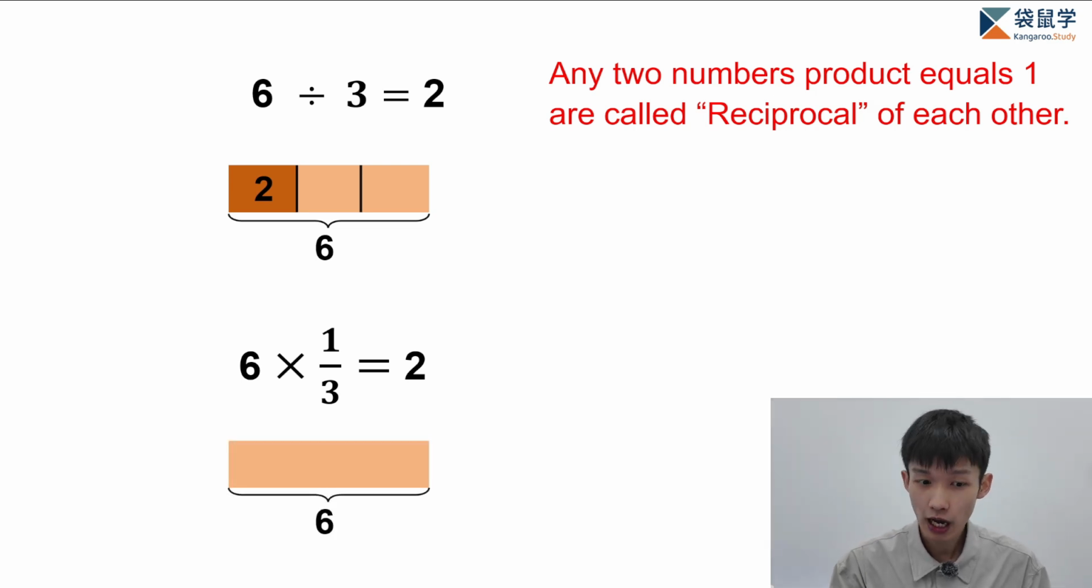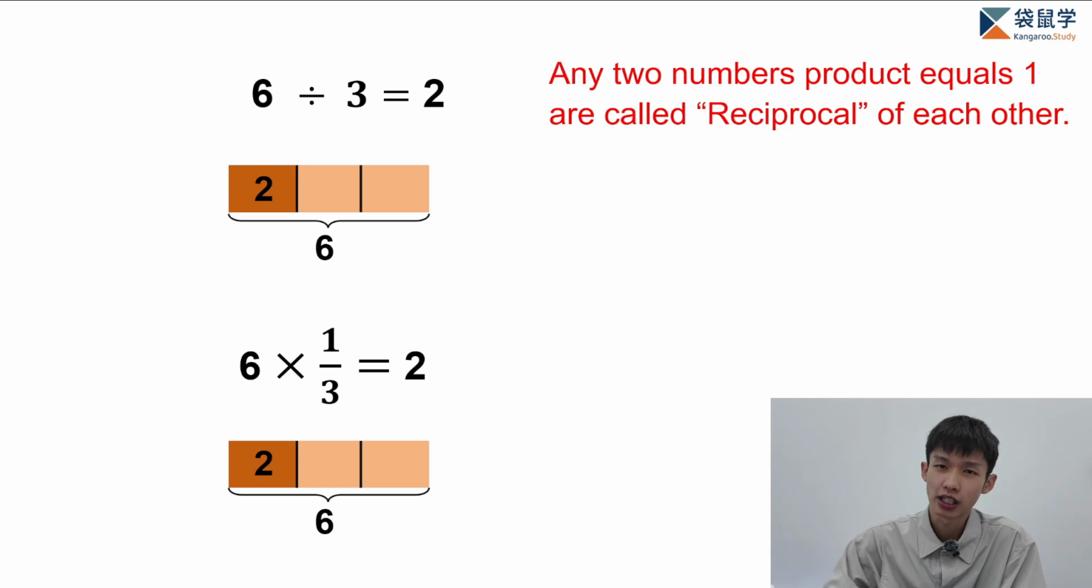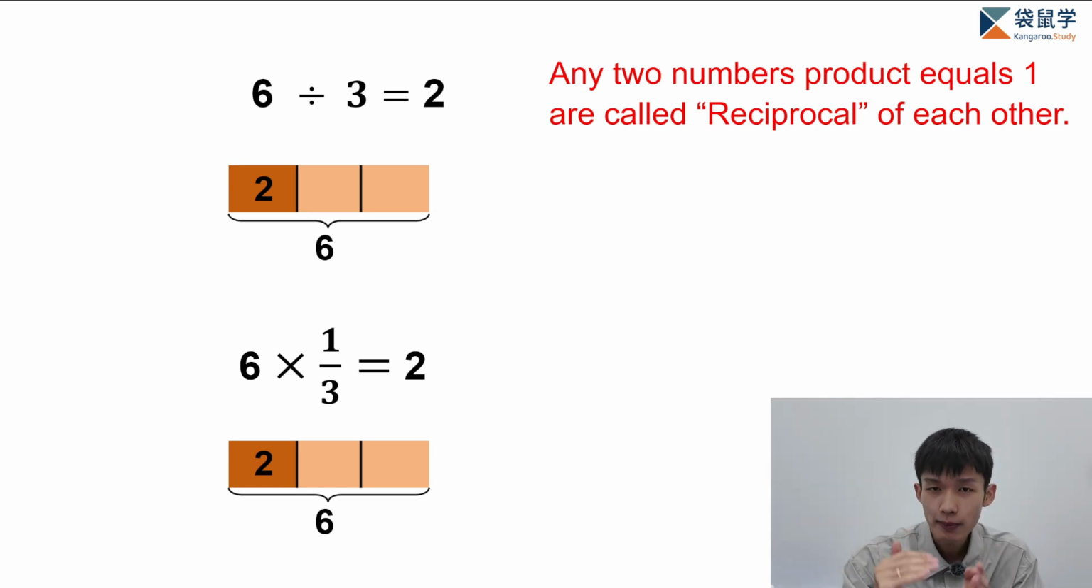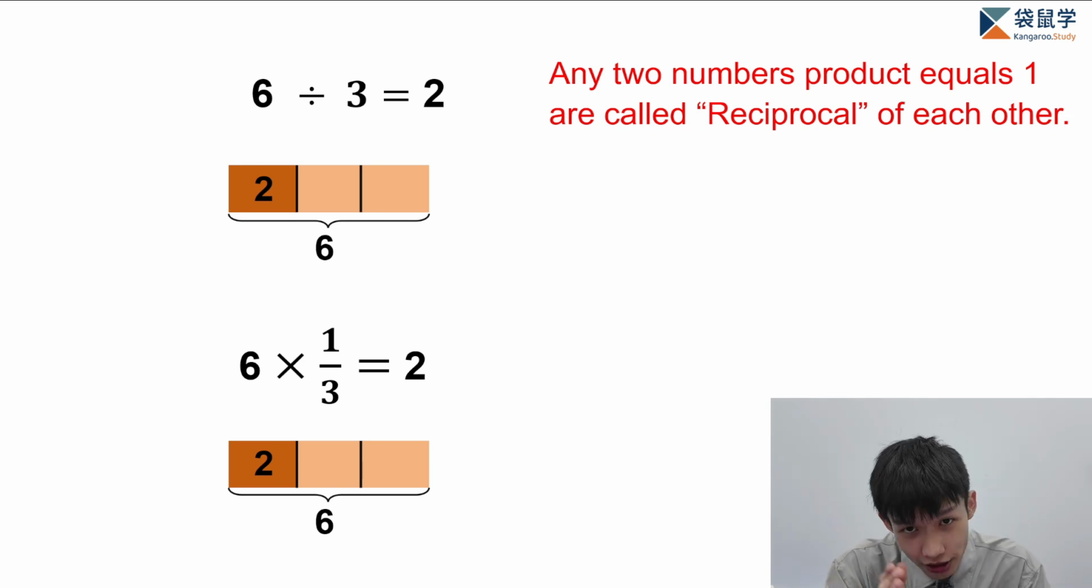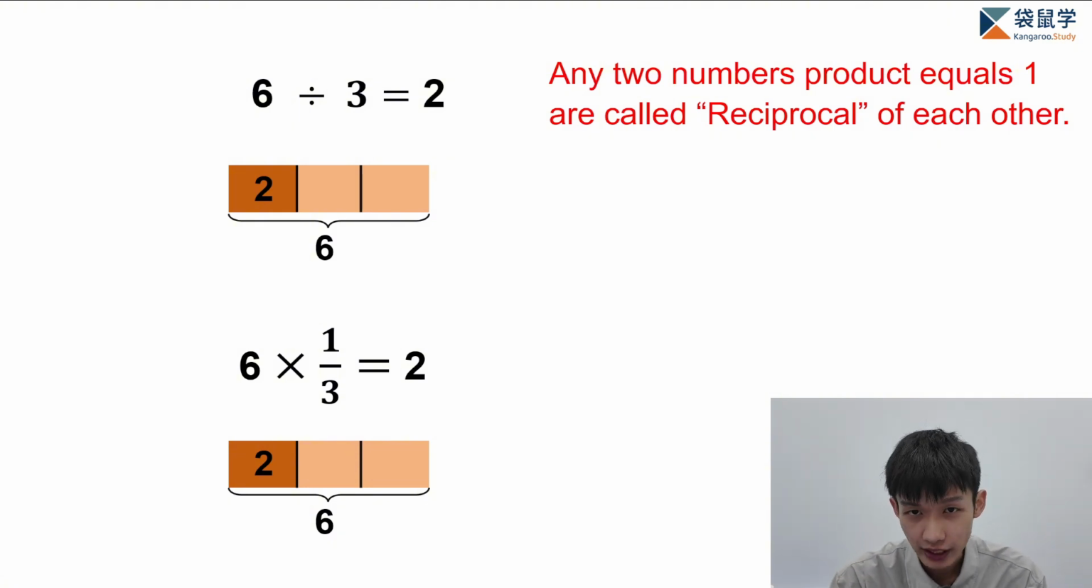Still, we have a model, but how to show times 1/3? In this case, times 1/3 actually means we divide this into 3 parts and we take 1 part. And the 1 part is just 2. Now, let's compare this to the calculation. Over here, we have divided by 3, we cut into 3. And times 1/3, we also need to cut into 3. So from the meaning, divided by 3 is equivalent to times 1 over 3.